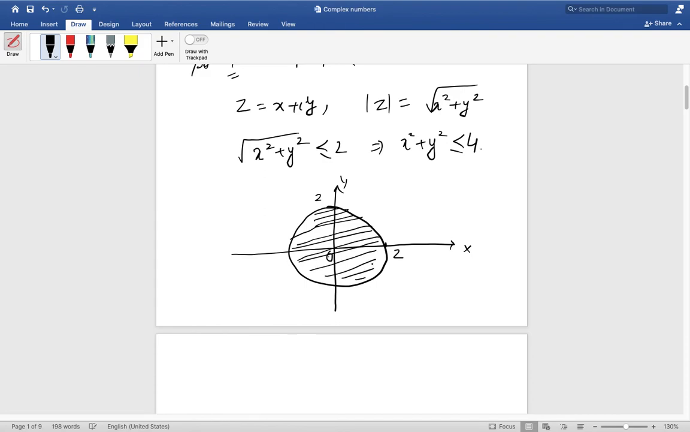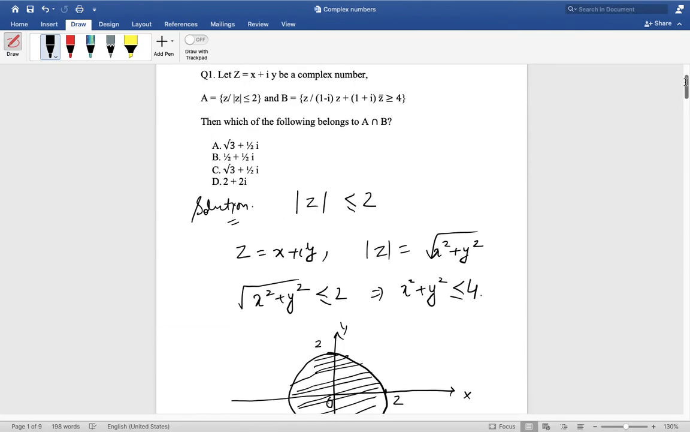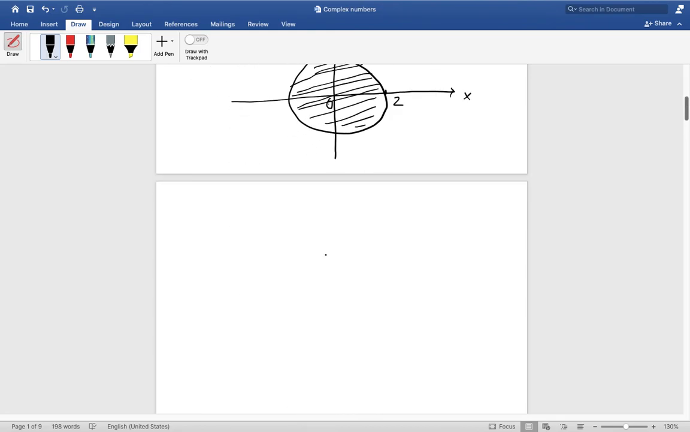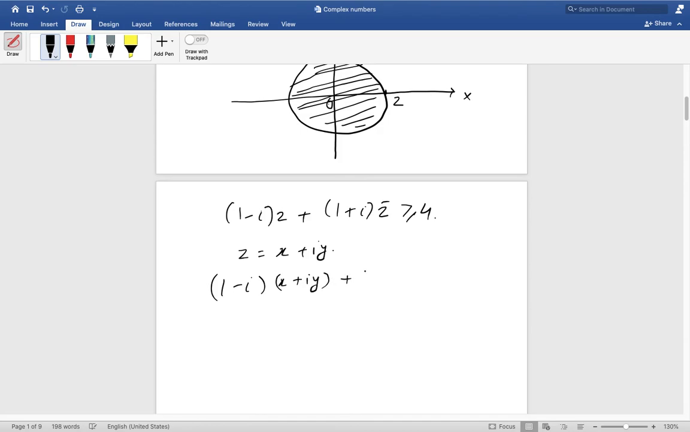Okay, now let us look at set B. What is set B given to us? (1 minus iota) z plus (1 plus iota) z bar greater than or equal to 4. Again, let us say z equals x plus iota y. So what do I have? (1 minus iota) into (x plus iota y) plus (1 plus iota) into (x minus iota y) is greater than or equal to 4. So let us open the brackets now.